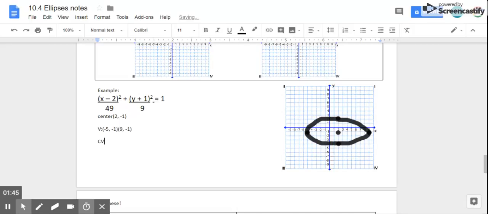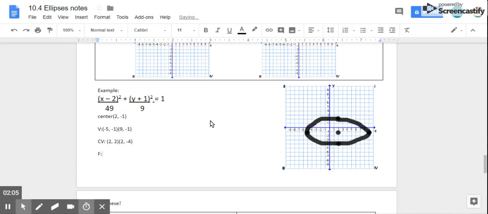And then the co-vertices are the other 2 points. So I already wrote out my center. I already wrote out the 2 points on the x-axis, so I need to write these two. So this point is at 2, 2. And this point is at 2, -4. Cool. And the last part is the focus.